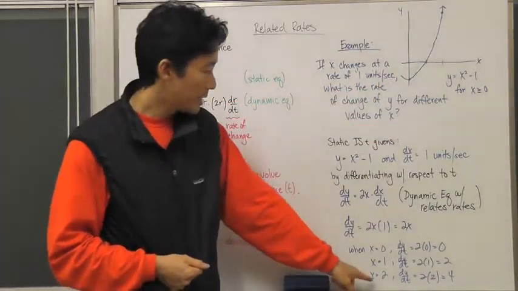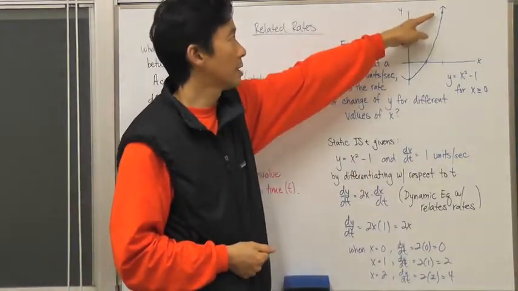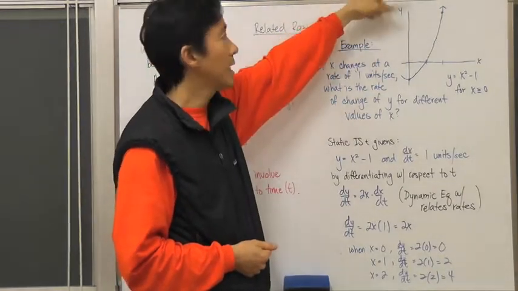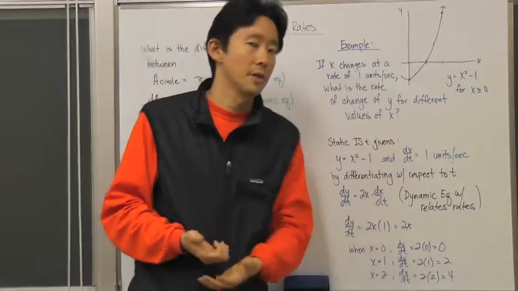And then when x is equal to 2, dy/dt is equal to 2 times 2, which is 4. And notice, of course, the rate of change of y with respect to t is getting faster, which is true because we know we're dealing with a quadratic function.